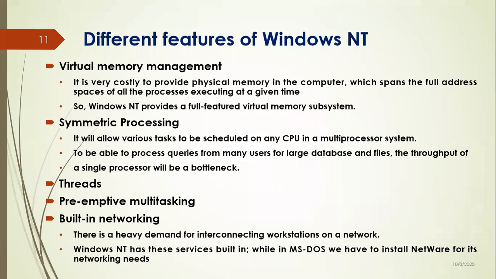Next is threading. Then preemptive multitasking. Now what is preemption? Suppose one process, one application, is executing, and during that execution a high priority process comes in for execution. What will the operating system do? It will stop the execution of the current process and continue with the process which has the highest priority. It has preempted the execution of the current process and continued with the highest priority process. After completing the priority process, it will come back to the current execution. So this is preemptive multitasking.